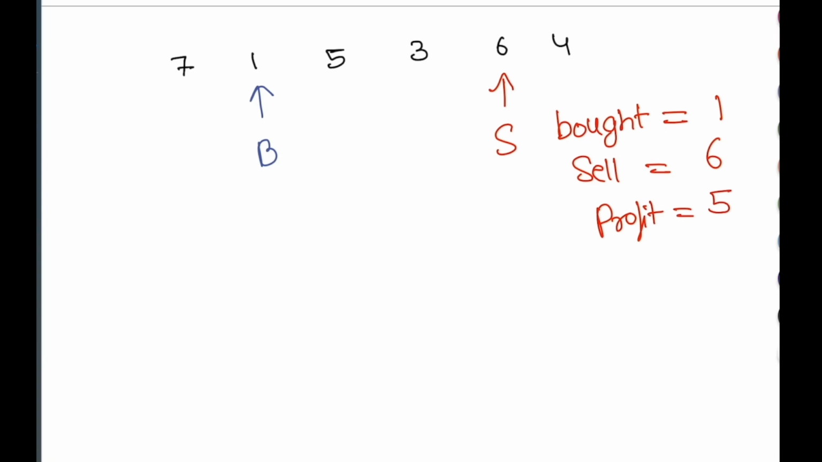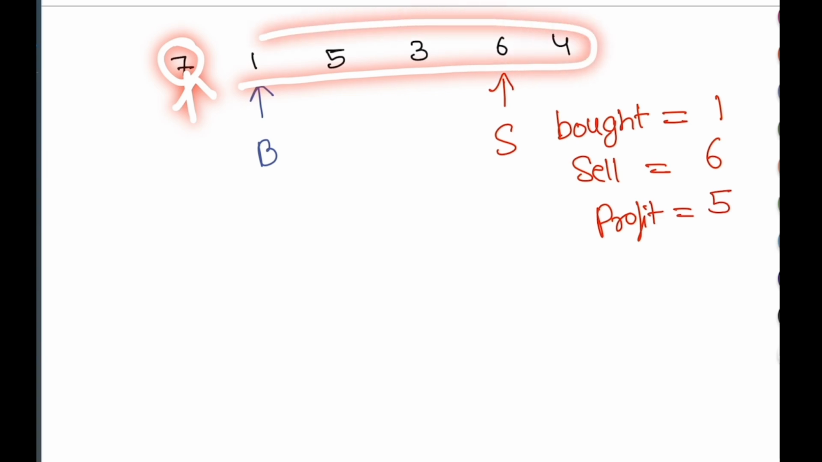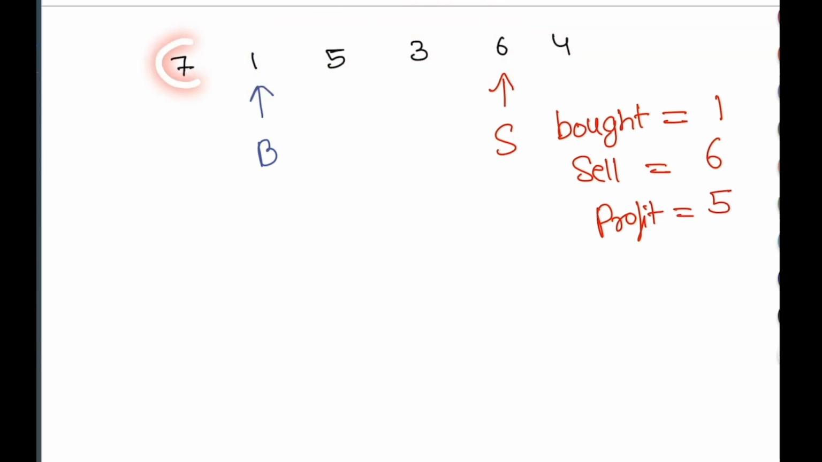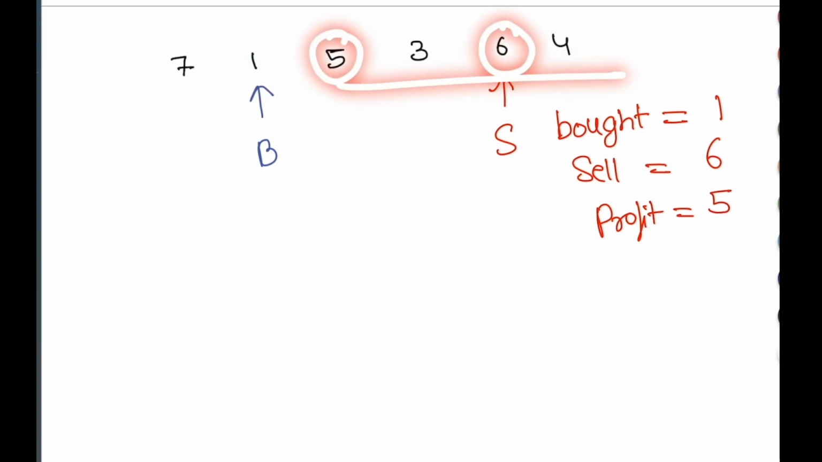Now the brute force way to solve this is you can assume each point as your buying price and check with all the data how much profit you are making. With 7, you will never make a profit. If you buy at 1, you will make a profit of 5 at 6. If you buy at 5, you will make a profit of 1 by selling at 6.